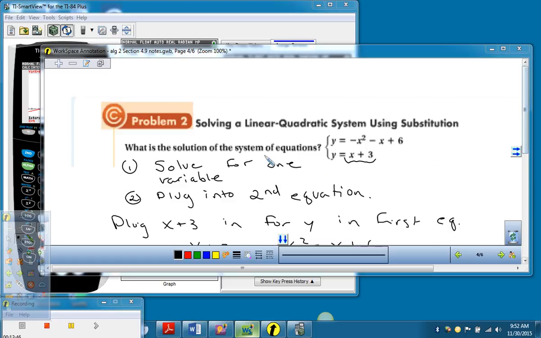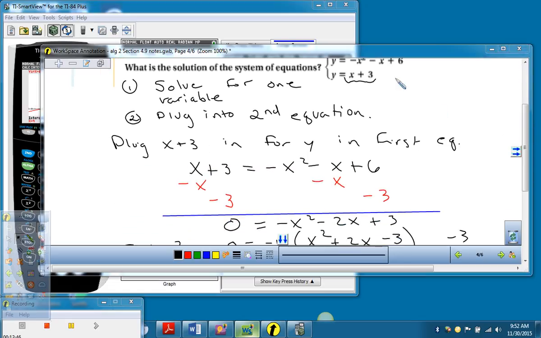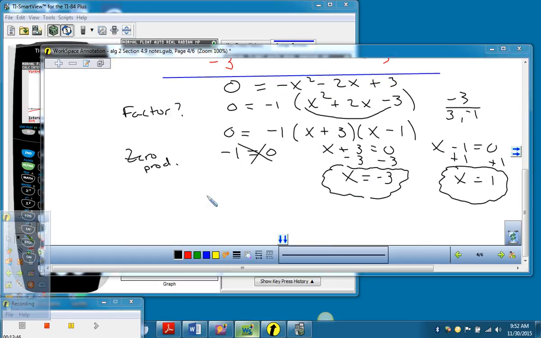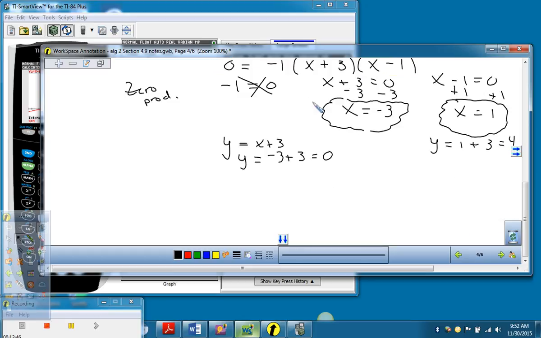Okay, what is the solution to the system of equations? We found the x. How do I find the y? Yep, plug back into the easier equation. So we're going to plug into y equals x plus 3. So we get y equals negative 3 plus 3, which is 0. And y equals 1 plus 3, which is 4. So what are my 2 points of intersection? Negative 3, comma, 0. And 1, comma, 4.